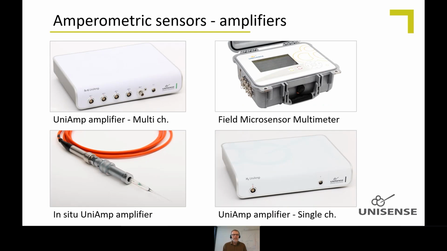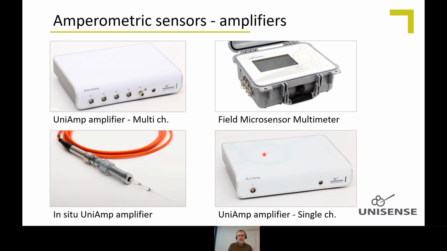Such amperometric sensors require an amplifier. We have different versions to choose from. We have the lab type amplifiers here, the Uniamp series. This is a multi-channel one, which has channels for both the amperometric and potentiometric ones, and in addition, it also has an optical oxygen sensor channel.